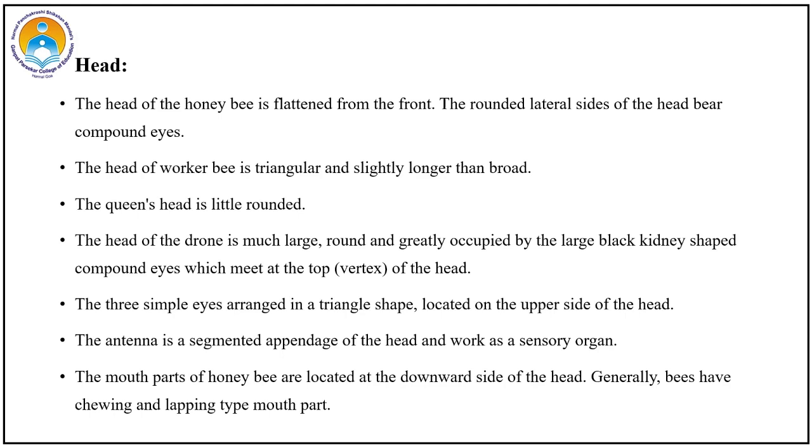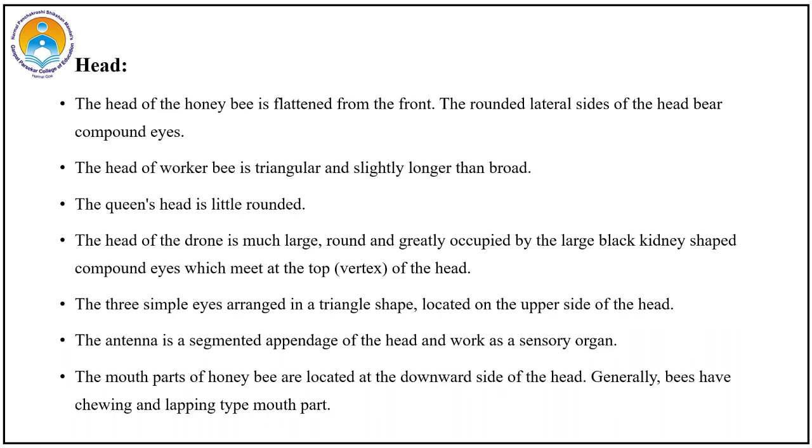The head of a worker bee is triangular and slightly longer than broad. The queen's head is a little rounded. The head of the drone is much larger, round and greatly occupied by the large black kidney-shaped compound eyes, which meet at the top, that is, at the vertex of the head. Now you can see clearly that all three castes have different shapes of head.